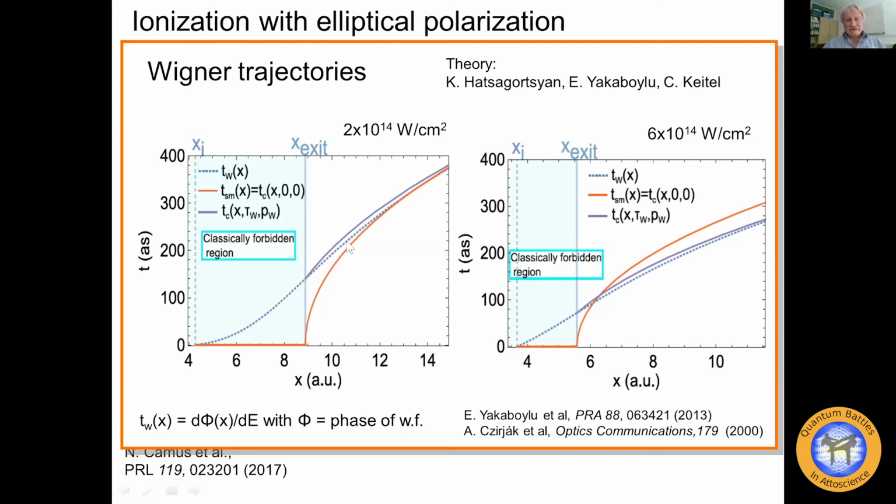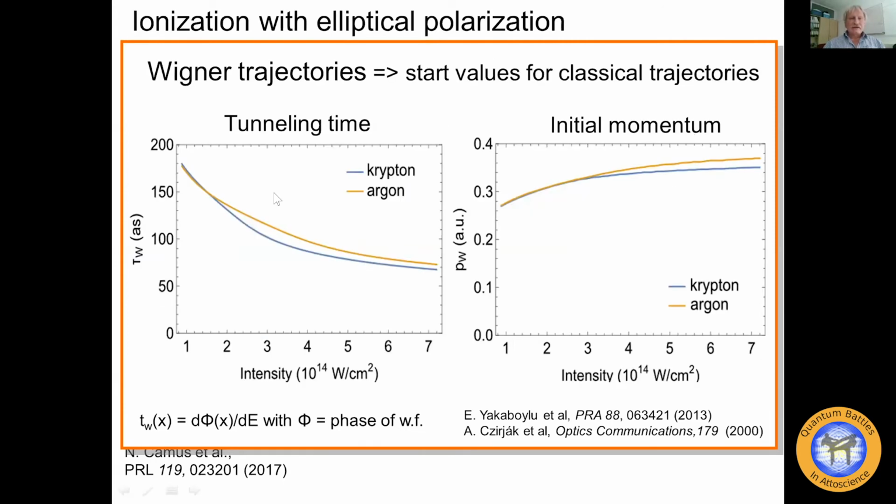In principle, we can extend this dashed curve to long distances, but we decided that we want to match this dashed quantum solution with a classical propagation right at the classical exit point, and then propagate the particle with the initial parameters that we get from our quantum calculation. If we do this, then we can extract the tunneling time, if you want, the time that we should plug in as a starting parameter for our classical trajectories as a function of the intensity, and the initial momentum, which we should put into our equation for the classical trajectory at the classical exit point of the tunnel.